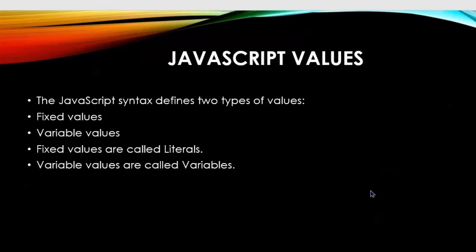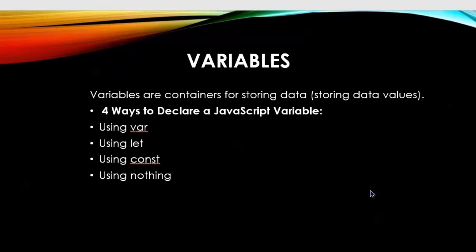JavaScript values. The JavaScript syntax defines two types of values: fixed values and variable values. Fixed values are called literals, and variable values are called variables. Variables are containers that are used to store data. There are four ways to declare JavaScript variables. These are using var, let, const, and using nothing.